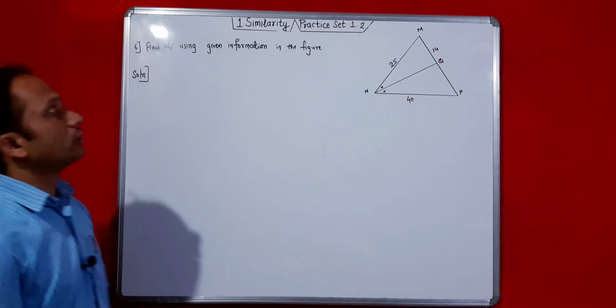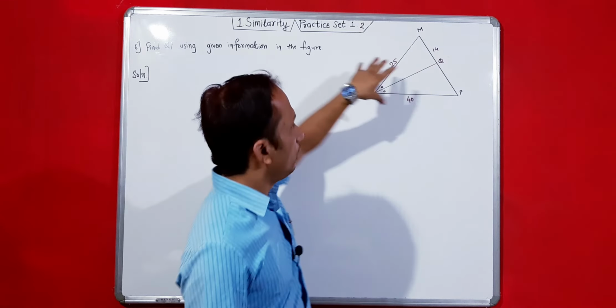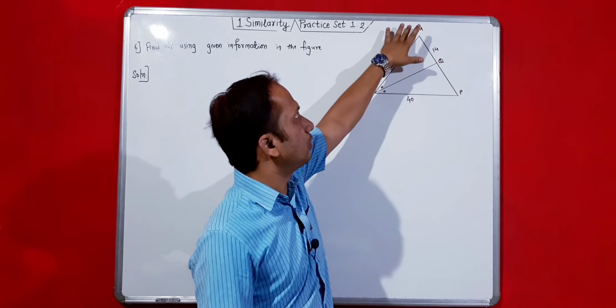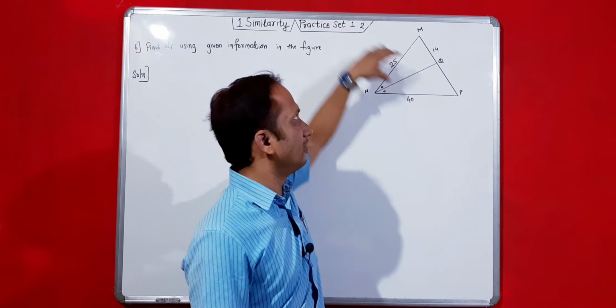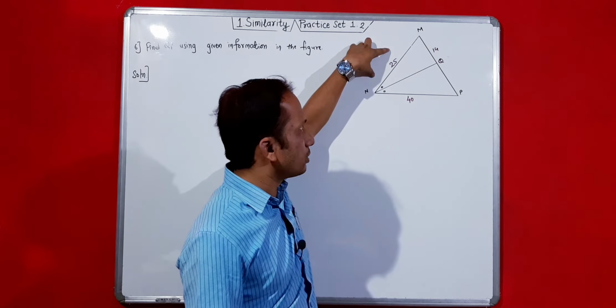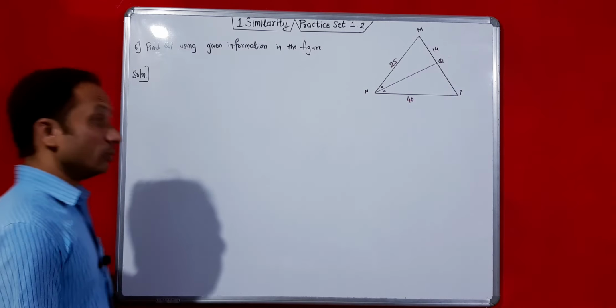Find QP using the given information in the figure. You can see that QP you have to find, and if you observe, NQ is a bisector of angle MNP. According to the given information, the measure of MN is given, then MQ is given, and NP is given. Use all this information to find the solution.